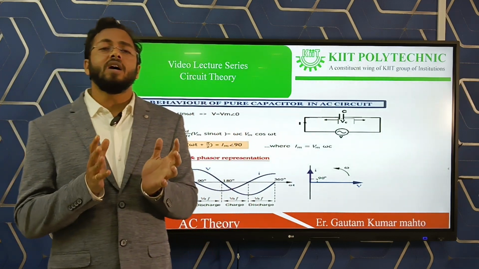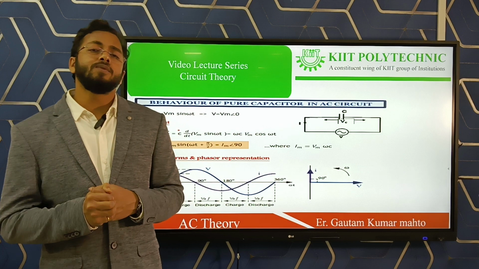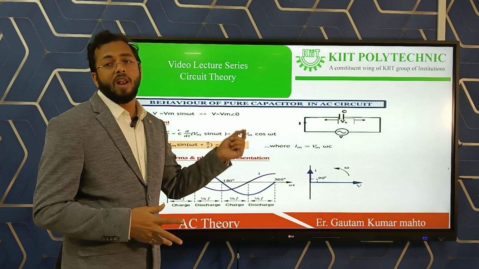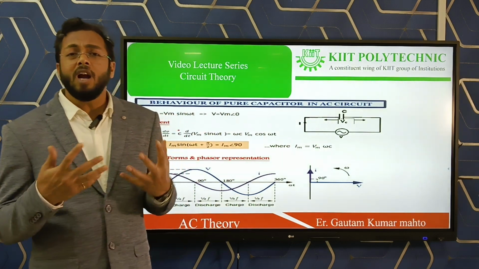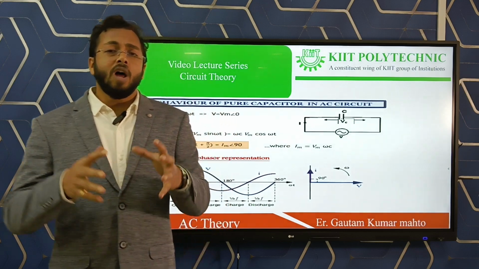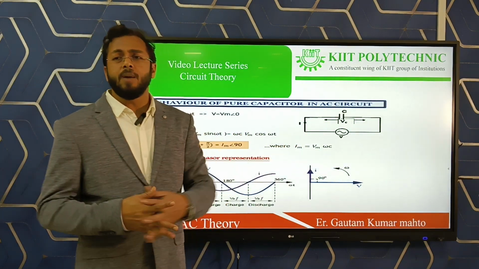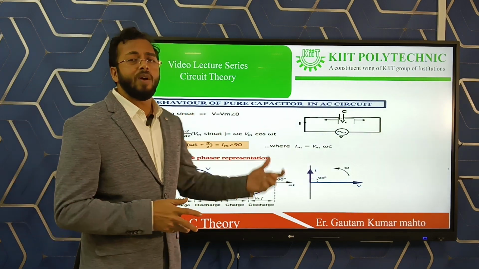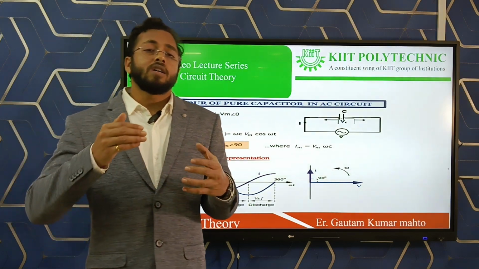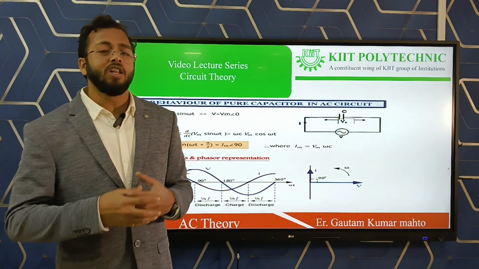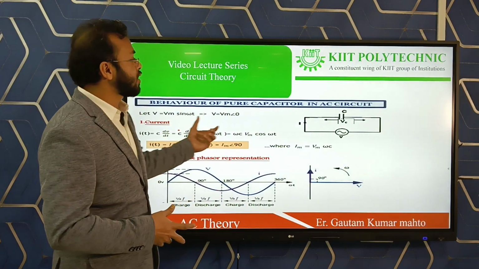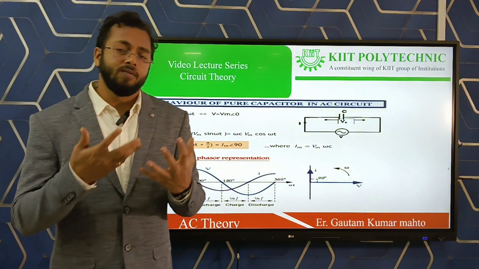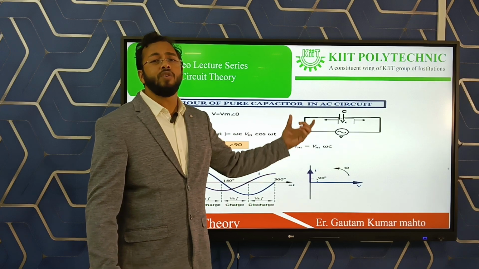We have to compare the input waveform Vm sin omega t with the output current, which is omega C Vm cos omega t. Applying the trigonometry concept, cos omega t is equal to sin of omega t plus pi by 2. That's why the leading effect is there. The leading effect means the current leads the voltage in the capacitive circuit, with a pi by 2 phase difference, and you can see that pi by 2 phase difference in the phasor diagram as well.